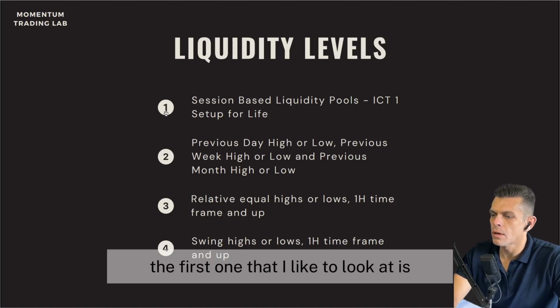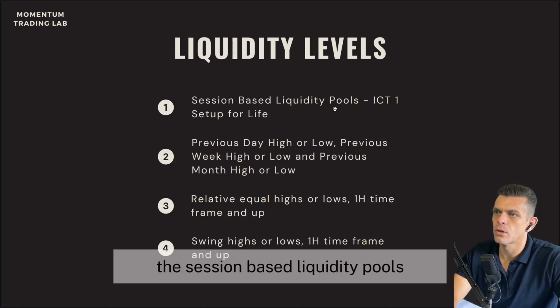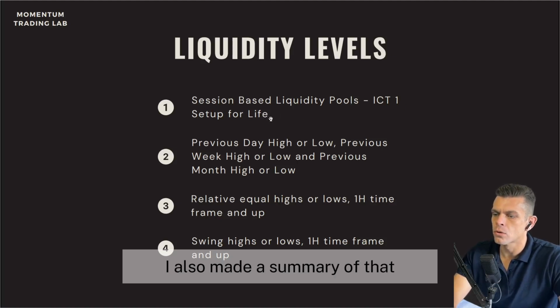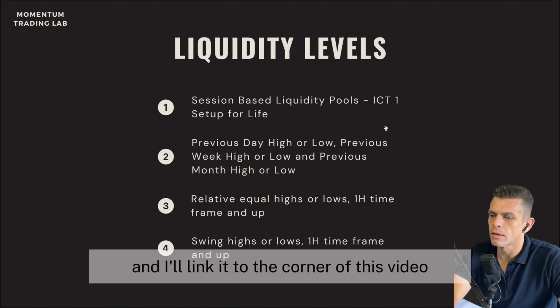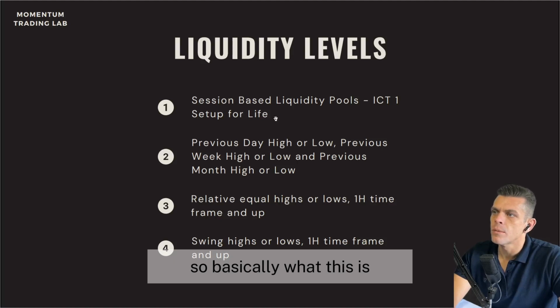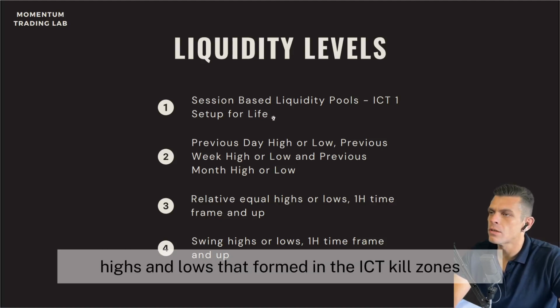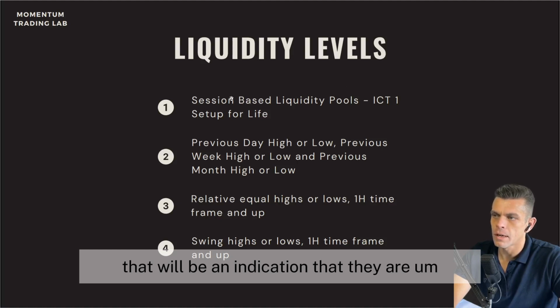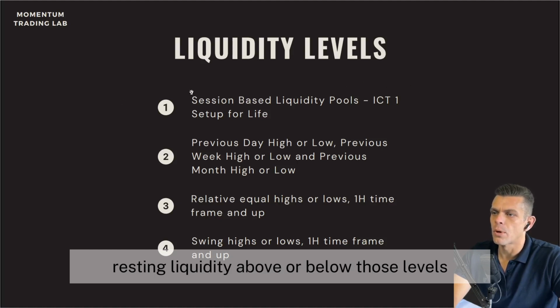So the first one that I like to look at is the session-based liquidity pools. And this I got from the ICT One Setup for Life video. I also made a summary of that and I'll link it in the corner of this video. So basically these are untouched highs and lows that formed in the ICT kill zones. So if they are still untouched, that will be an indication that there is resting liquidity above or below those levels.